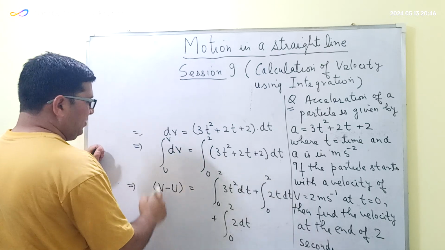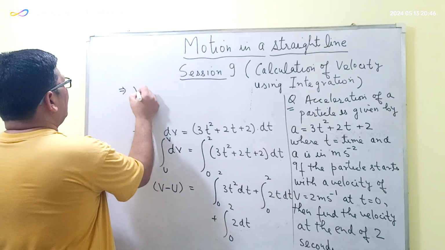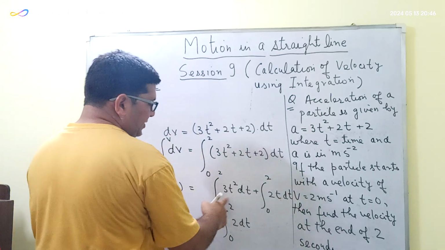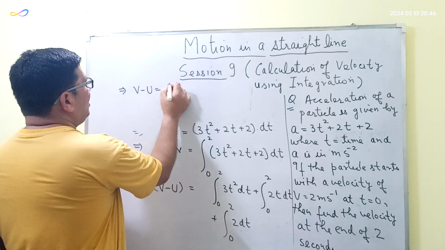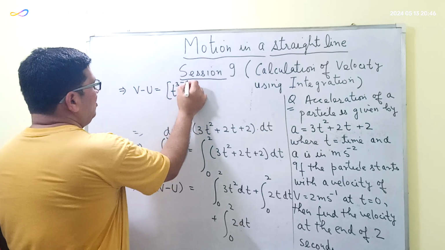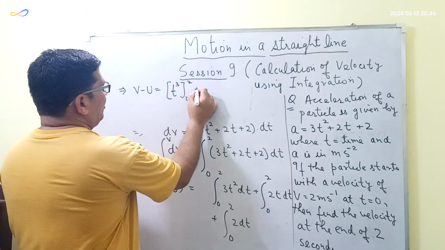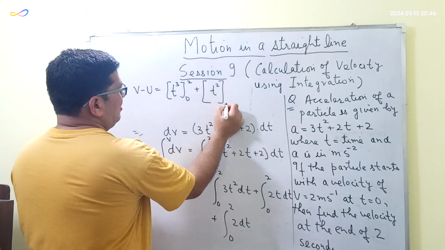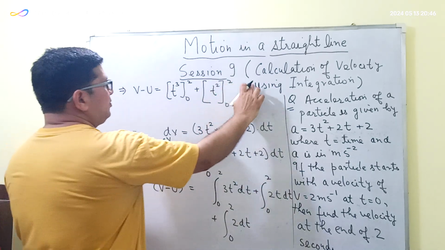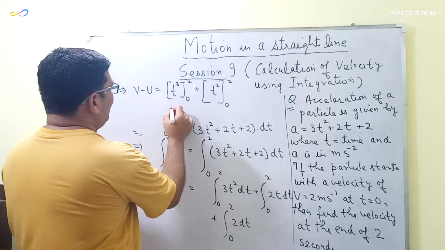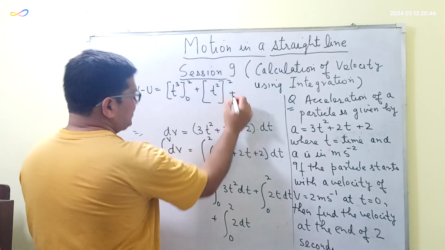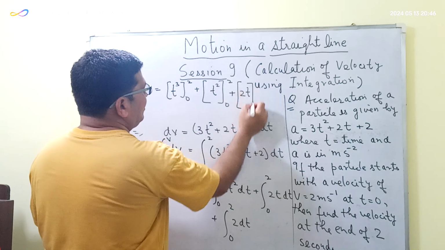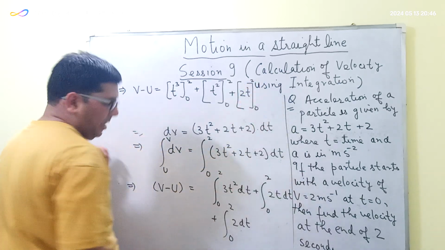So from this equation I am getting v minus u is equal to, now the integration of 3t² will give us t³, and the limits are 0 to 2, plus the integration of 2t will give us t², the limits are from 0 to 2, and plus integration of 2 will give us 2t and the limits are from 0 to 2.